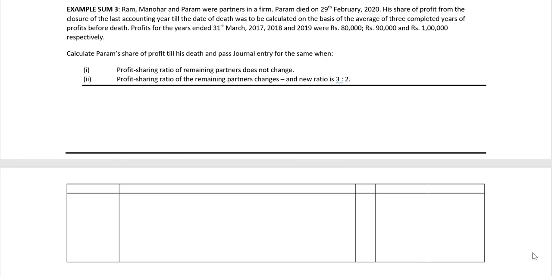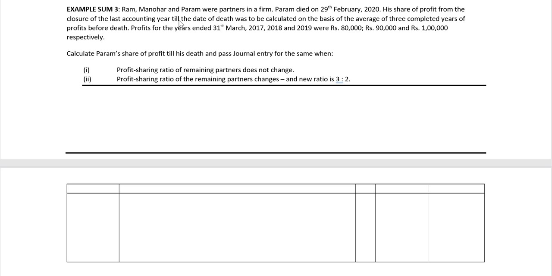Example sum 3. Ram, Manohar and Param were partners in a firm. Param died on 29th February 2020. His share of profit from the closure of the last accounting year till the date of death was to be calculated on the basis of the average of 3 completed years of profits before death.